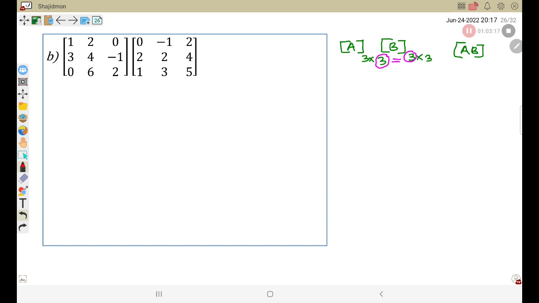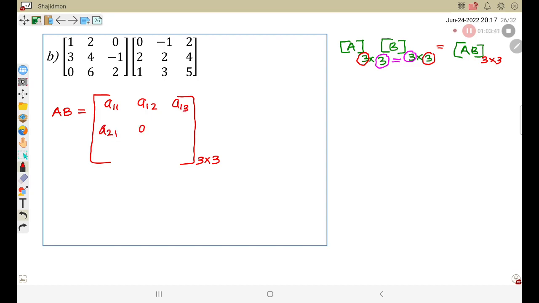Answer matrix order: first number, last number, should be a 3 by 3 matrix. Okay, so A multiply B is possible, and it should be a 3 by 3 matrix. 3 by 3 means the entries are A11, A12, A13, A21, A22 and A23, A31, A32 and A33.